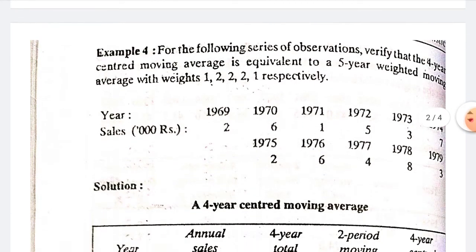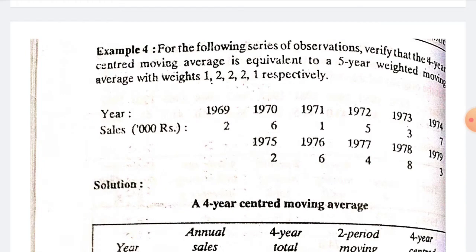The next example is a 4 yearly moving average as well as a 5 yearly moving average. For the following series of observations, verify that the 4-year centered moving average is equivalent to a 5-year weighted moving average with weights 1, 2, 2, 2, 1 respectively. So you have to find the 4-yearly moving average as well as the 5-yearly moving average, and these two are equal. The weights are also given: 1, 2, 2, 2, 1. For the 5-yearly moving average we use these weights.